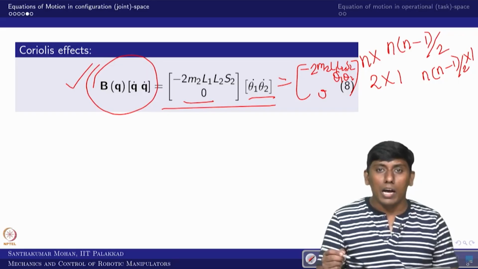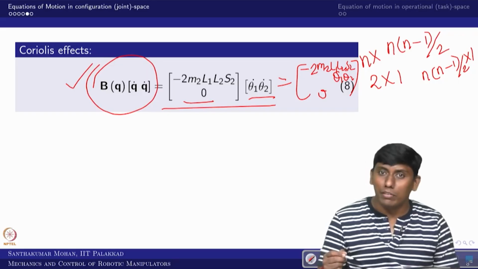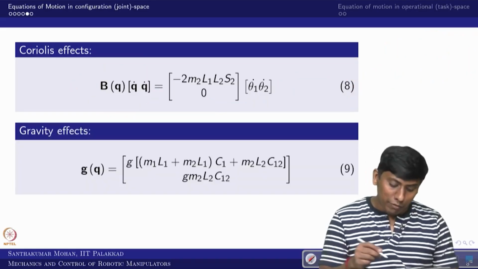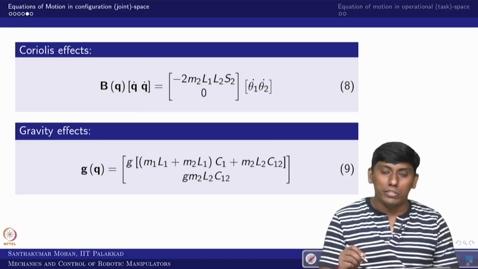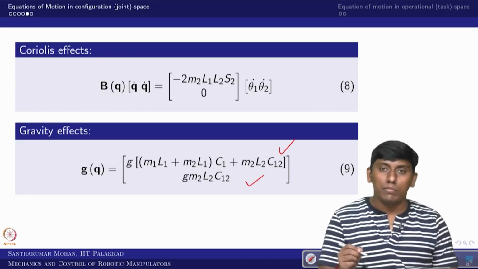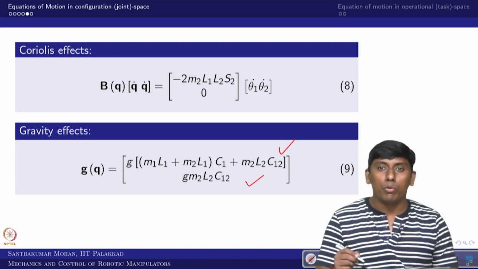Now coming to the last one, what is the last one? The gravity effect. The gravity effect, you can bring G out, or you can keep it in G, but these are the two terms which we obtain in tau 1 and tau 2.